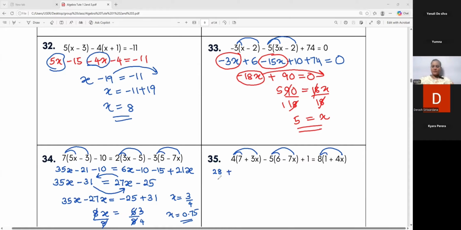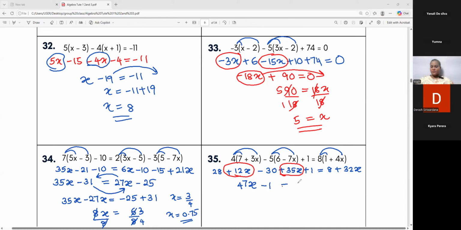28 plus 12x minus 30 plus 35x plus 1 equals 8 plus 32x. x terms: 12x and 35x, same sign, add them. 12 plus 35: 5 plus 2, 7; 3 plus 1, 4. So 47x. Then numbers: 28 minus 30, different sign, subtract, minus 2. Minus 2 plus 1, again different sign, subtract, minus 1.